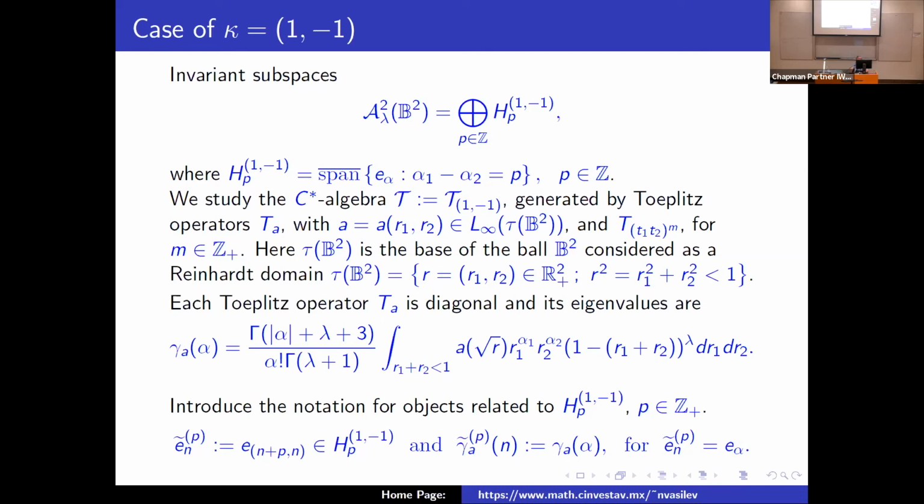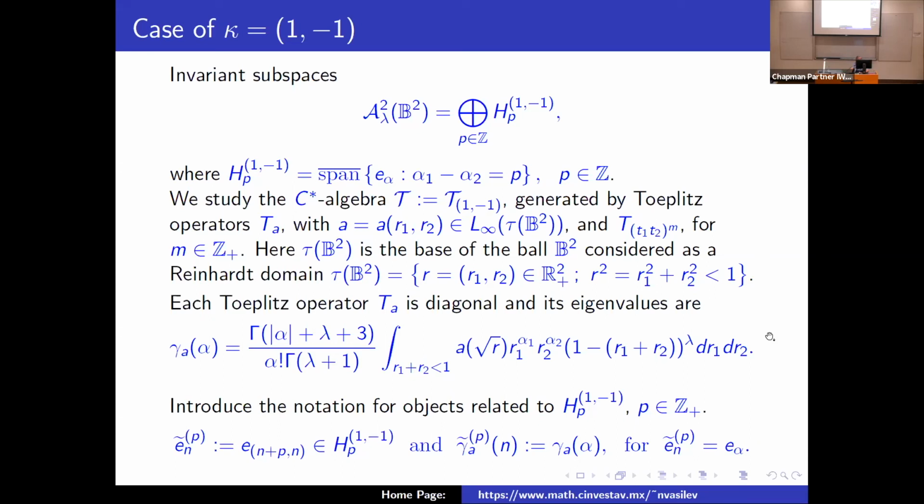And we consider this as our algebra, which is generated by Toeplitz operators with radial symbols, which are L infinity, on the base of the unit ball considered as a Reinhardt domain. The Toeplitz operator with the symbol t1 times t2 to the power n, where this is the angular coordinate of the corresponding z1 and z2, is very easy for this radial symbol. We already saw this spectral sequence.